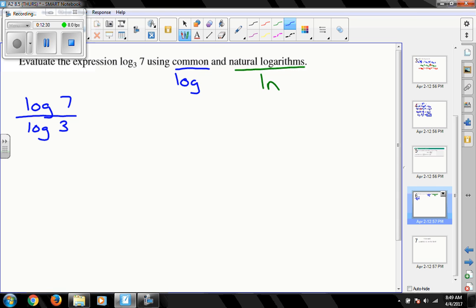And if you plug log base 10 of 7 or hit log 7 on your calculator, you're going to get 0.8451 divided by hit log 3, you get 0.4771. That will give you, when you divide those out, 1.771. And that's what log base 3 of 7 is equal to, that 1.771.